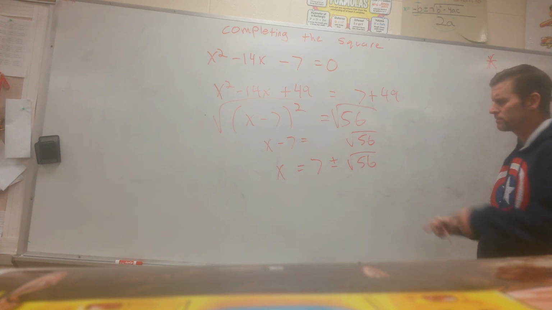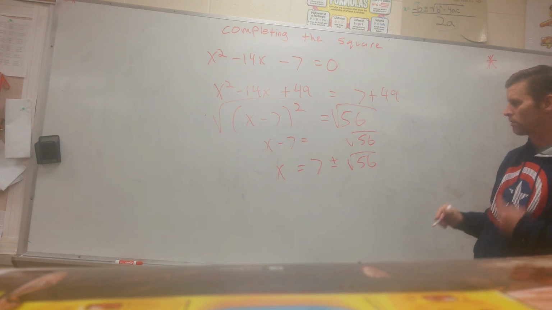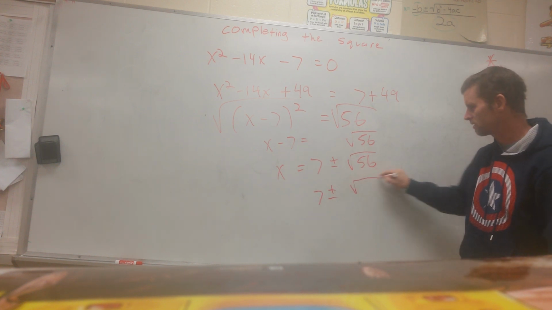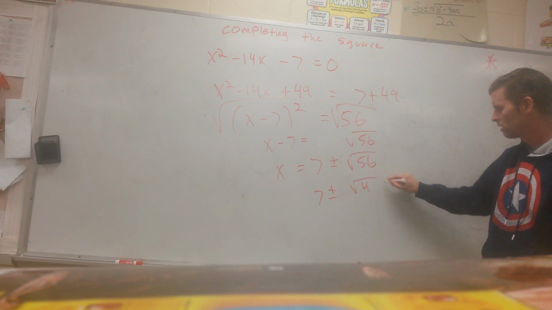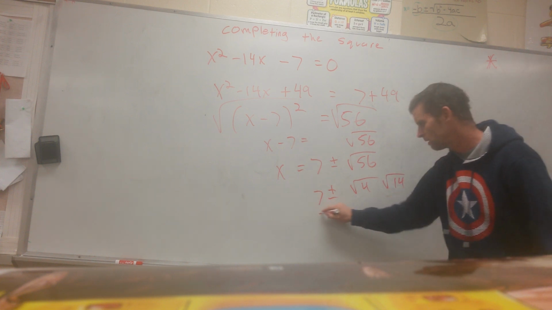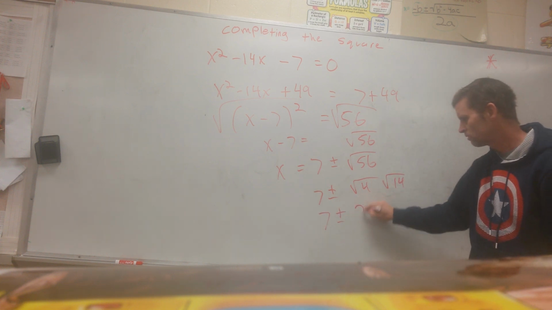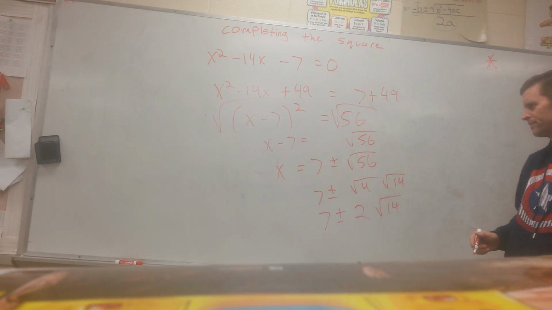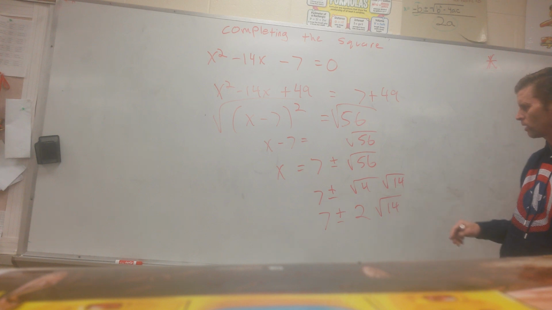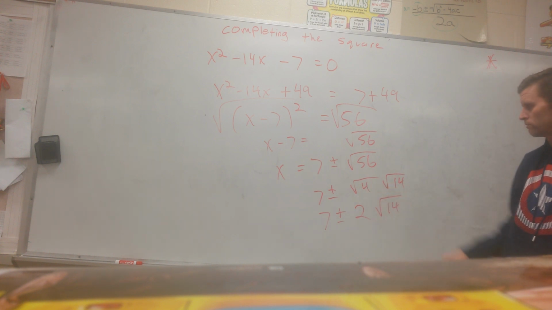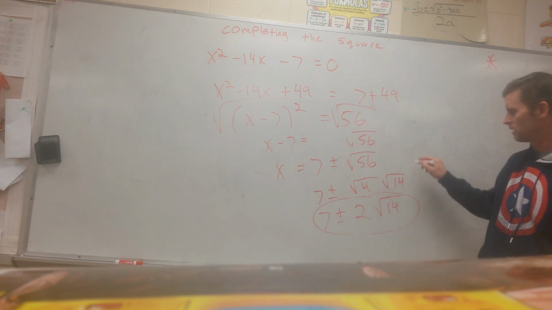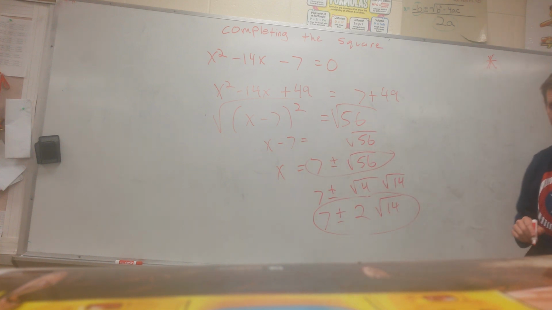Now, on a test, you don't have to do what I'm about to do, but if you want to be really fancy, you could split the 56 into square root of 4 times square root of 14 and go 7 plus or minus 2 radical 14. Don't split it into like 8 and 7 because they don't have square roots. Split it into something that's got a square root, like 4. And either one of these answers is fantastic for right now.